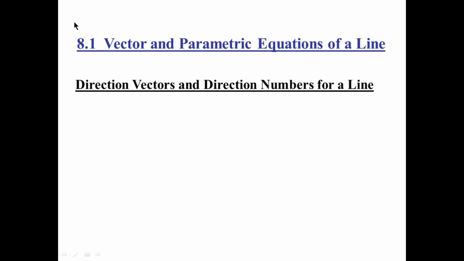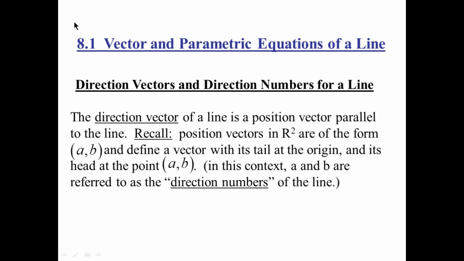Direction vectors and direction numbers for a line. The direction vector of a line is a position vector parallel to the line. Now recall, position vectors in R² are of the form (a, b), and define a vector with its tail at the origin and its head at the point (a, b). In this context, a and b are referred to as the direction numbers of the line.